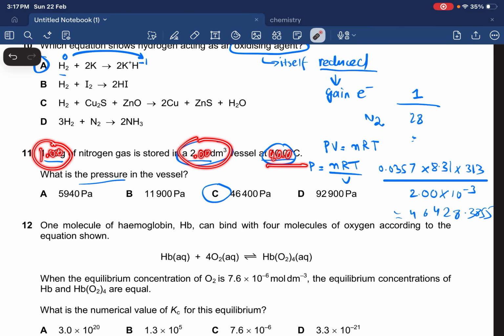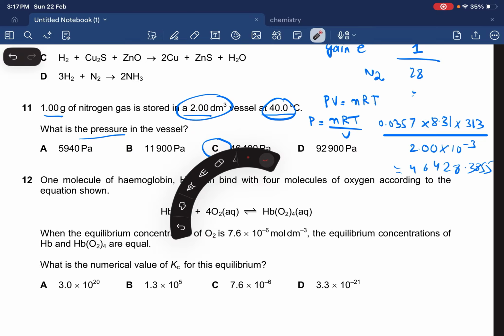We have hemoglobin, we have oxygen, and then we're going to form 1 mole of oxyhemoglobin, which is HbO2 (4), when the equilibrium concentration of oxygen is 7.6 × 10^-6 mol per dm³. The equilibrium concentrations of Hb and HbO2(4) are equal. What is the numerical value for Kc for this equilibrium?